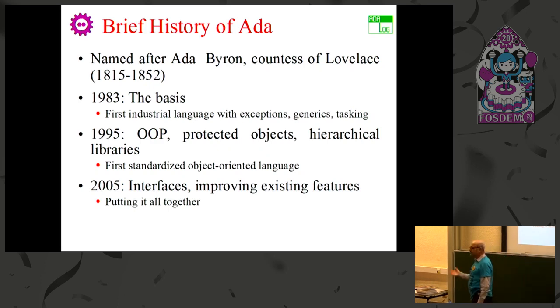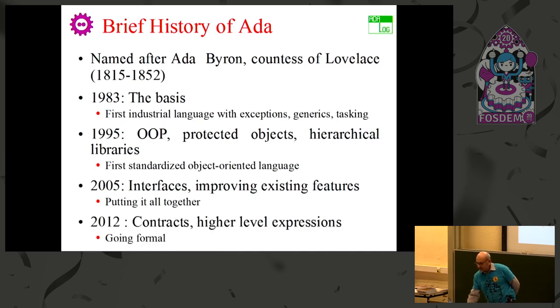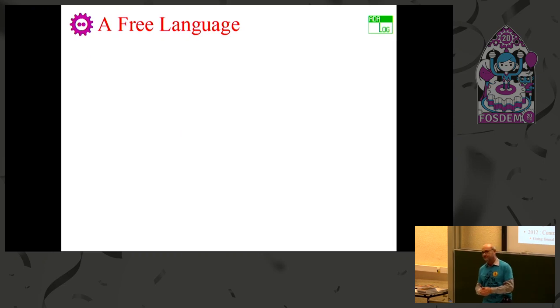2005 brought some improvements from other languages, especially the notion of interfaces that worked mostly like Java interfaces, and also more and more libraries and services that are added to the language in the form of extra libraries. In 2012, which is the latest revision to date, Ada has been going more formal with contracts, preconditions, postconditions, what is called programming by contract. So it's moving to be more and more formal and more, not exactly provable, but checkable at runtime for various conditions.